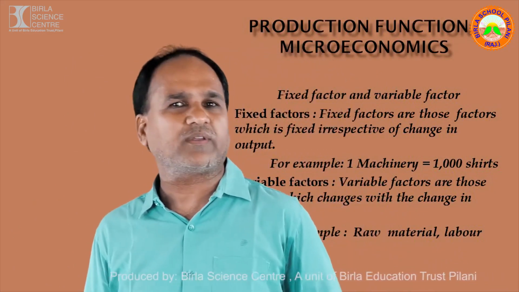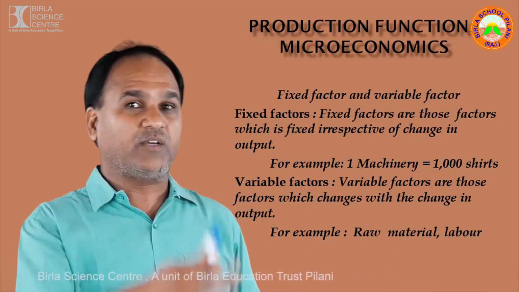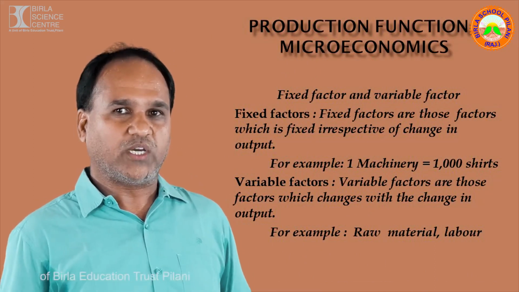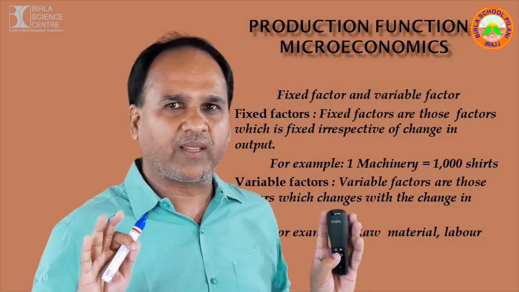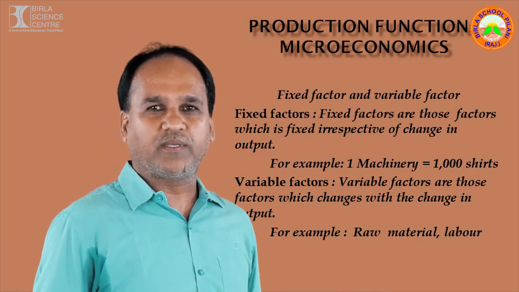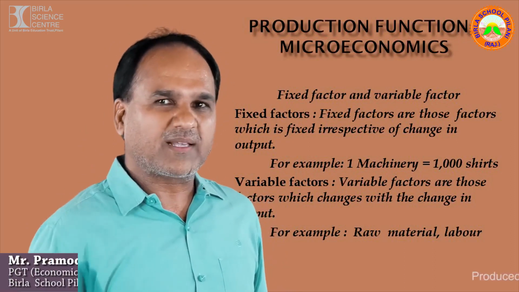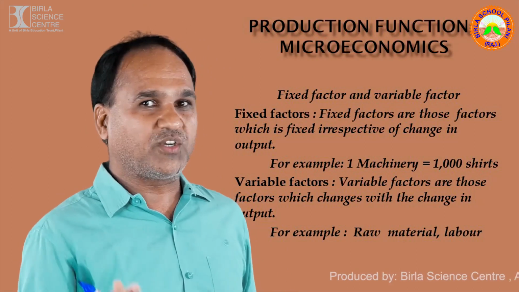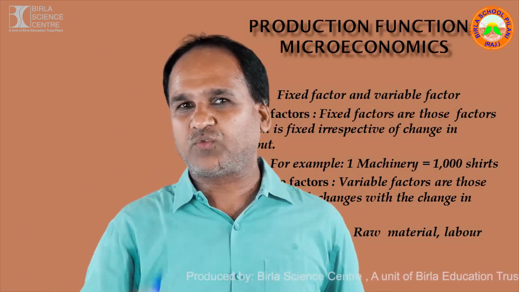I have given an example here. You can see one machinery equals to 1000 shirts. You listen to my example. After that you learn how to write the definition. One machinery equals to 1000 shirts. Suppose I am a producer. You assume me, I am a producer. Don't worry. You can assume yourself also as a producer. Suppose you are a producer and you have a machine in your factory. If I ask you, what is the maximum capacity of your machine? How many shirts can your machine manufacture? You give me the answer: sir, my machine can produce 1000 shirts.